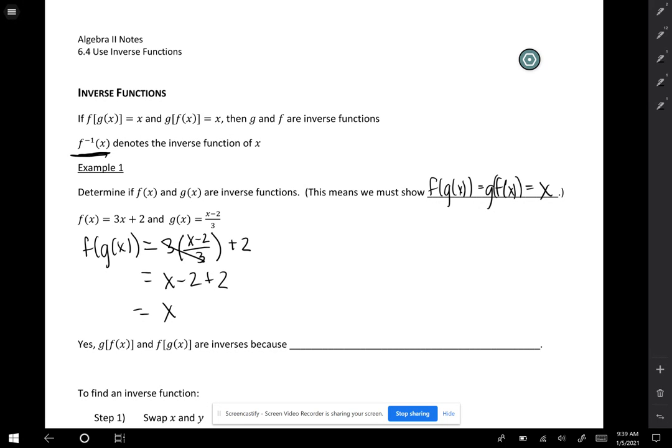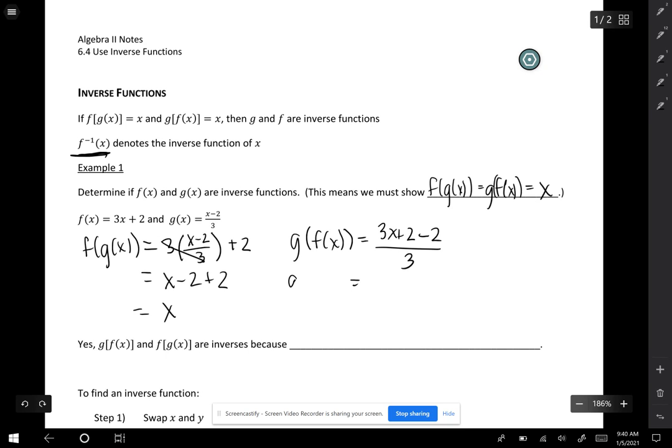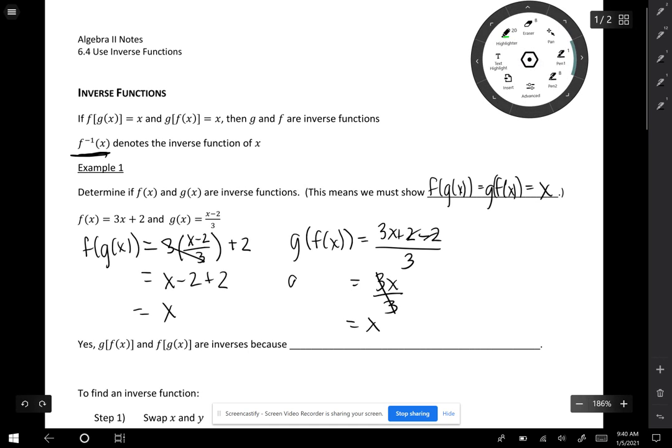Now, let's find g of f of x. So in g of x, I'm going to replace the x with 3x plus 2. Then I'm going to put the minus 2 over 3. So on top, 3x plus 2 minus 2, those 2's cancel out, so you get 3x divided by 3. So it's equal to x again. This is good. Since both of those equal x, they are inverses.